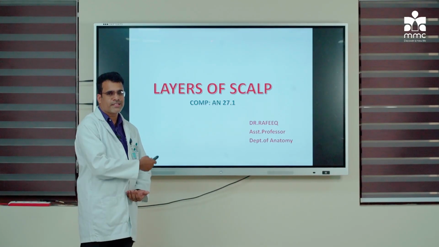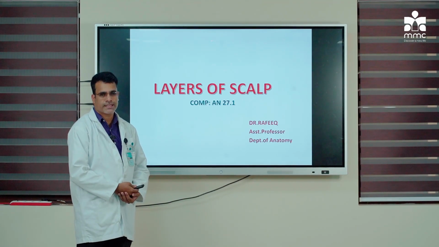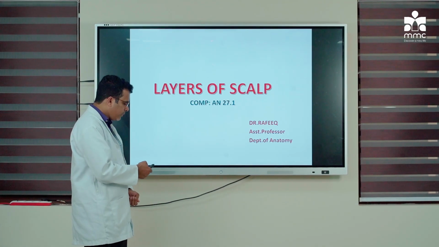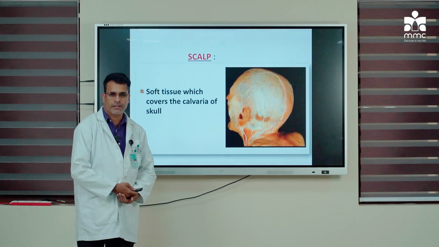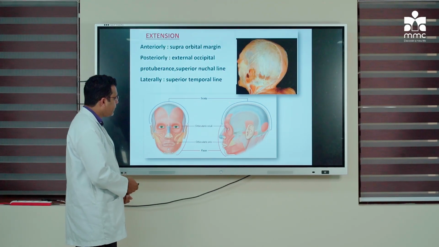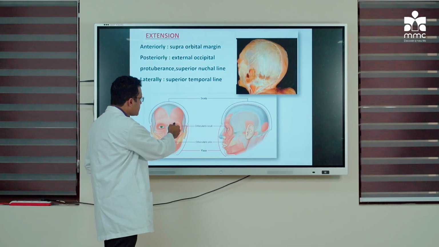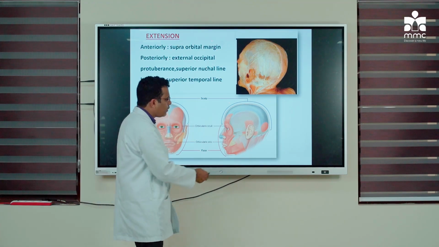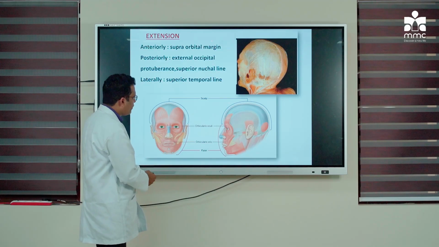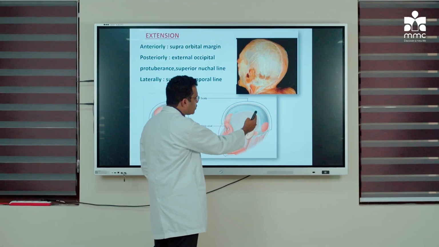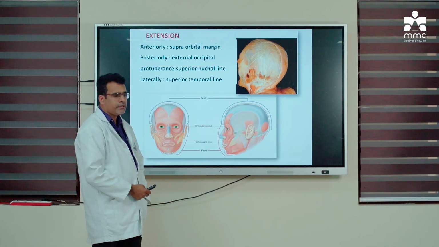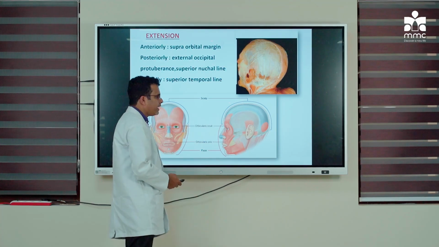Hello everyone. In this short video, we are going to learn the different layers of the scalp and their clinical significance. So the scalp, by definition, is the soft tissue covering the cranial vault. This soft tissue extends anteriorly from the superciliary arch backwards to the external occipital protuberance and the superior nuchal line behind. And on either side, if we trace the scalp, it extends up to the superior temporal line.